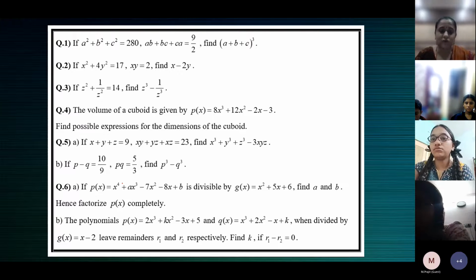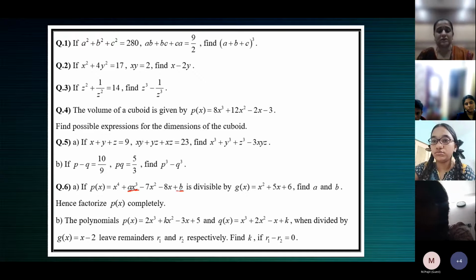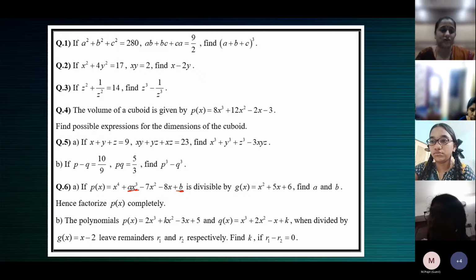In the question, we do not know the coefficient of x cubed. That's why it's called a. And we do not know the constant. That's why it's called b. Now, after using the conditions and solving, we find the values of a and b.